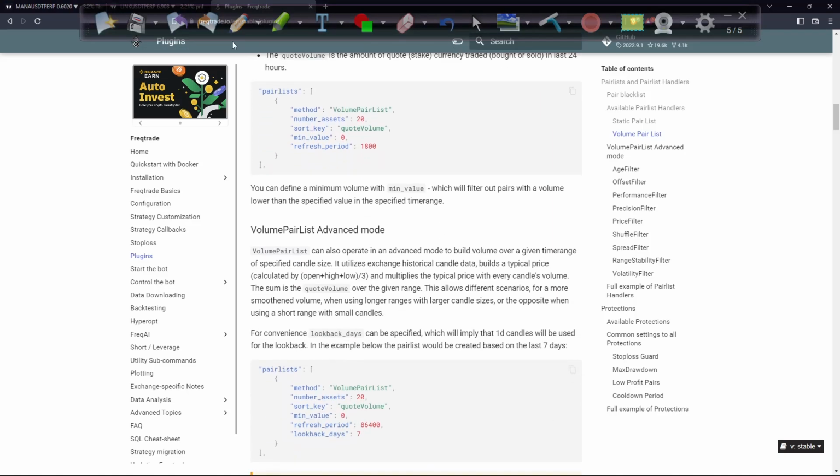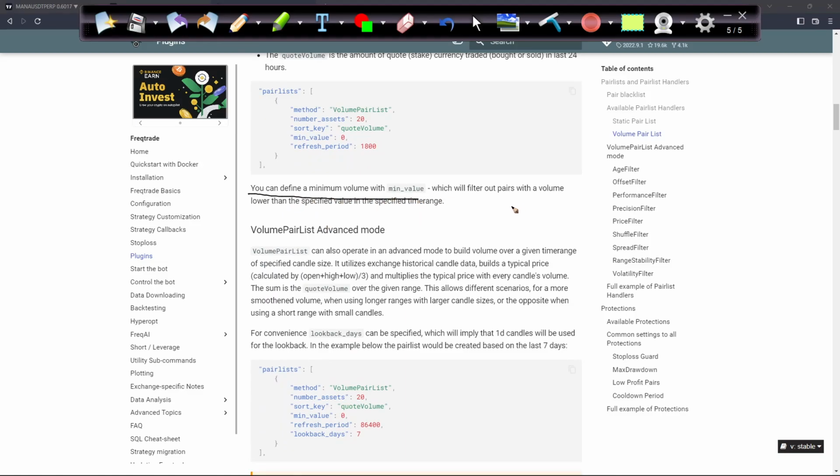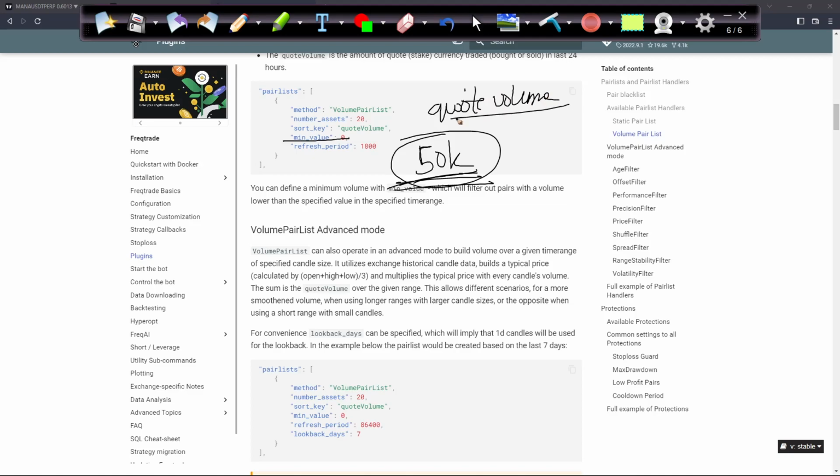Now you can define a minimum volume with mean value which will filter out pairs with a volume lower than the specified value in the specified time range. So it's basically like if we set, like earlier I talked about 15K, right? This will be a minimum value for our quote volume. So volume less than this will be filtered out and volume greater than this will be available for trading.